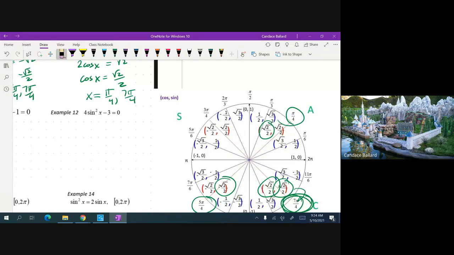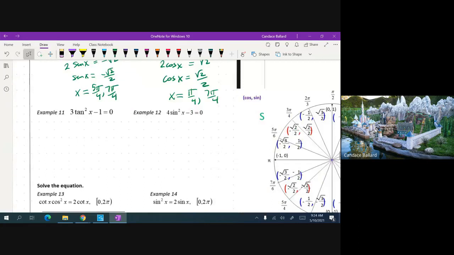Okay. We're going to make it a little bit tougher now. I'm going to kick it up a notch. All right, so again, I'm going to treat the trig like it's a variable, okay? So we're going to add the 1 to the other side. So I get 3 tangent squared x equals 1. I'm going to divide by the 3, so that means I've got tangent squared x equals 1 divided by 3.